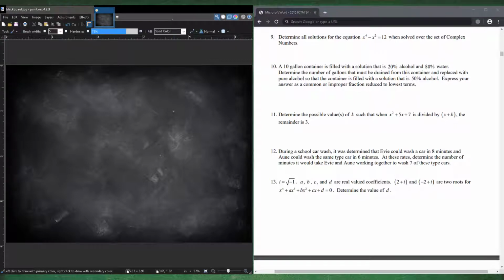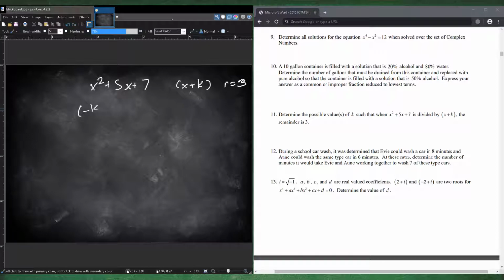Number 11. Determine the possible values of k such that when x squared plus 5x plus 7 is divided by x plus k, the remainder is 3. So use something called the remainder theorem. If we have f of x divided by something like x minus a, then the remainder is always going to be f of a. Okay, so you notice that this is plus k instead of minus, right? So that means we have a negative k as our a. So we plug that in here.